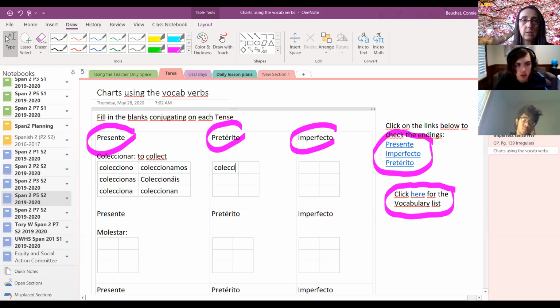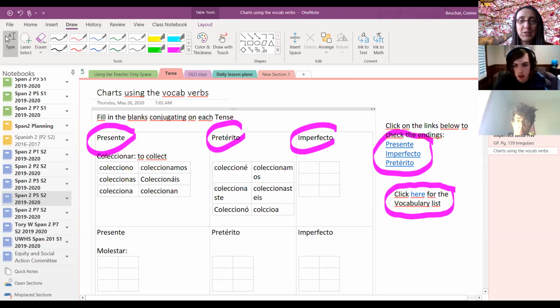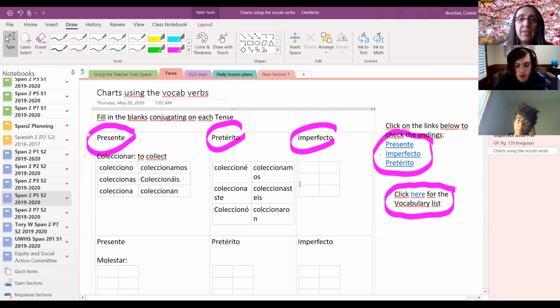Pretérito, coleccioné. Coleccionaste. Coleccionó. Coleccionamos. Coleccionasteis. And coleccionaron. And then the imperfecto.